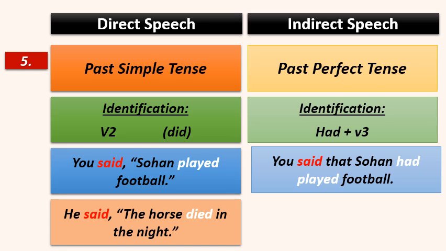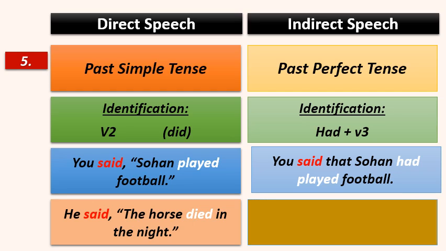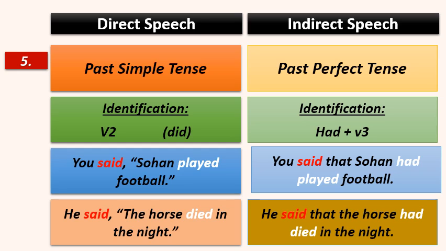He said, "The horse died in the night." Fine. So as you can see, said is here the reporting verb and the horse died in the night is the reported speech. So if reported speech is in past simple tense, so here as you can see died is the second form of the verb, representing past simple tense, then it will be converted into past perfect tense when we convert into indirect speech. So the sentence will be, he said that the horse had died in the night.